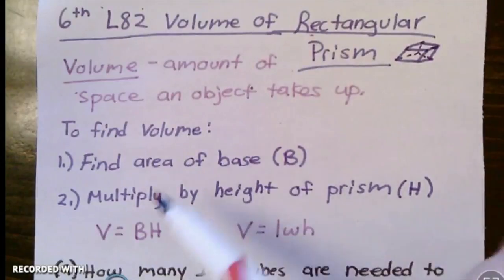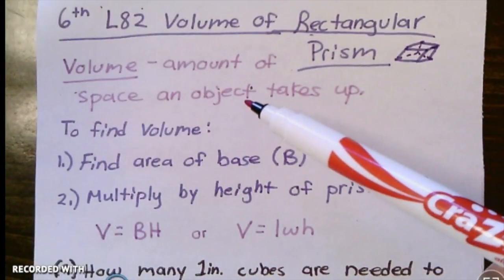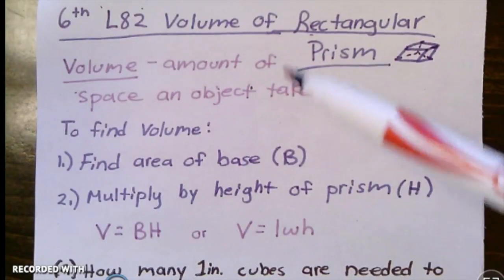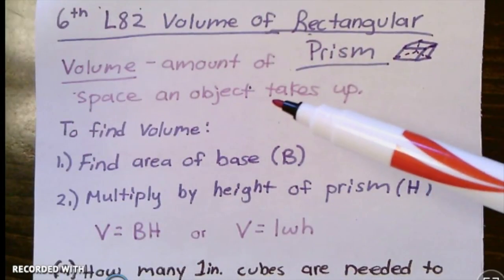So, volume is the amount of space an object takes up. If you think about a water bottle, the volume of the water bottle would be how much water I could fill into the water bottle. Okay, it's what goes inside. It's how much space the object takes up.